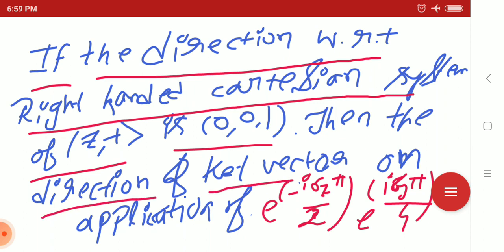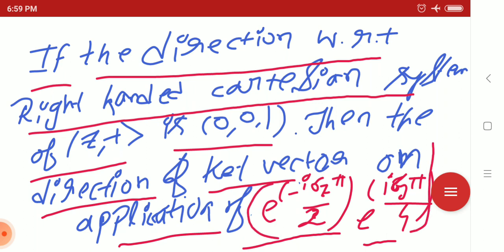Then what will be the direction of the ket vector on application of e to the power minus i sigma z pi by 2, e to the power i sigma z pi by 4? What will be the direction after applying this rotation operator? After applying this rotation operator on this system, what will you get?